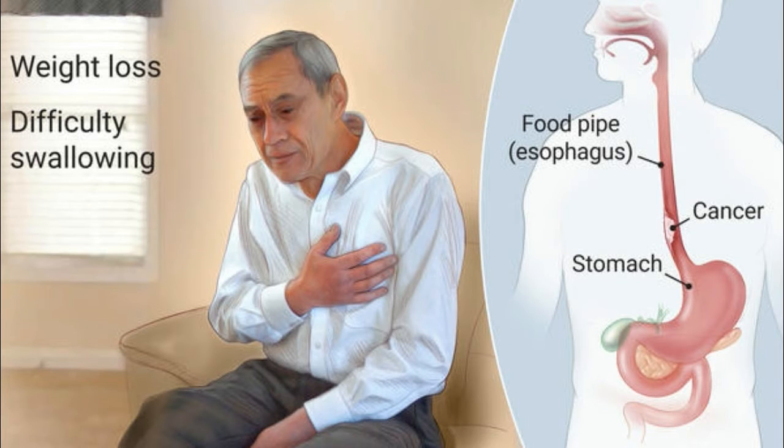Definition. Esophageal cancer occurs in the esophagus, which is a long, hollow tube that runs from the throat to the stomach. The esophagus carries swallowed food to the stomach to be digested. Esophageal cancer usually begins in the cells that line the inside of the esophagus. Esophageal cancer can occur anywhere along the esophagus. More men than women get esophageal cancer.